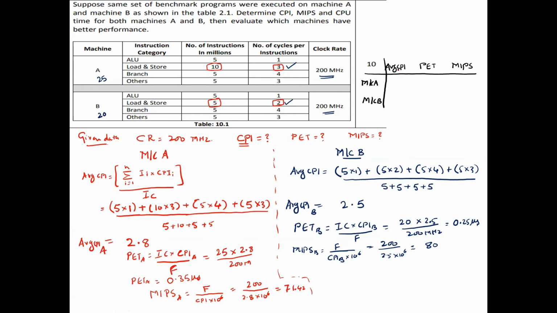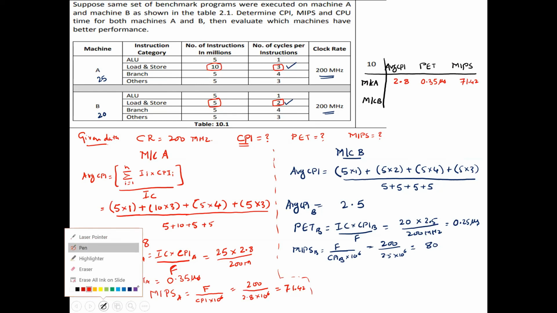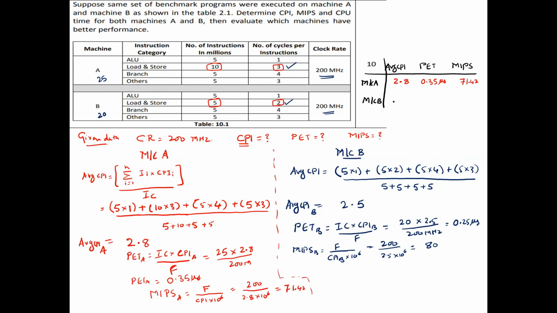So average CPI is 2.8. Program execution time is 0.35 microsecond, and MIPS is 71.42. And for machine B, I will write in blue. Average CPI is 2.5, and program execution time is 0.25 microsecond. And what about the MIPS? It is 80 million instructions per second.